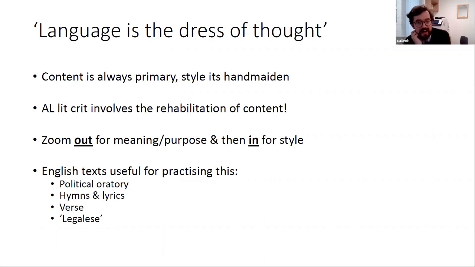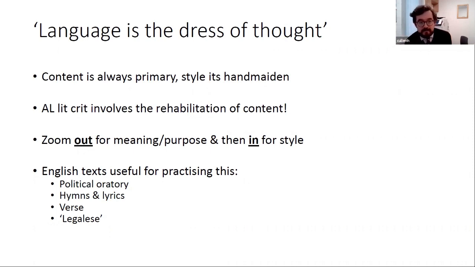I think that looking at English is a very useful thing to do to practice this idea. So it could be that you take a recent political speech by a Joe Biden in Poland, and you look at, right, let's think about what is the content of this and how is style being used to augment it, always leading with the content. It could be that if there are hymns in your school, or if there are song lyrics, looking at what a verse is trying to do, as well as then thinking about style.